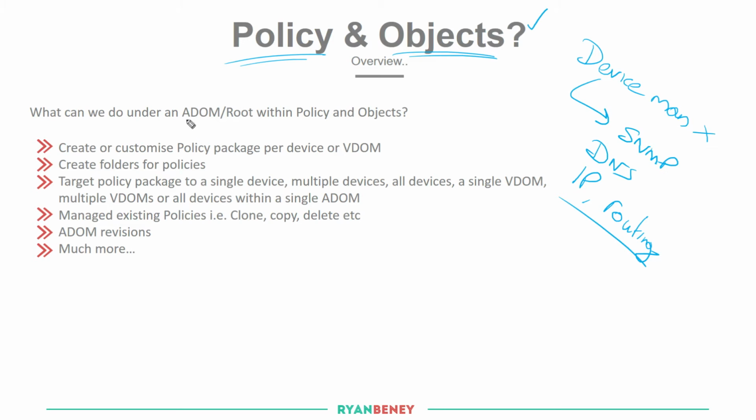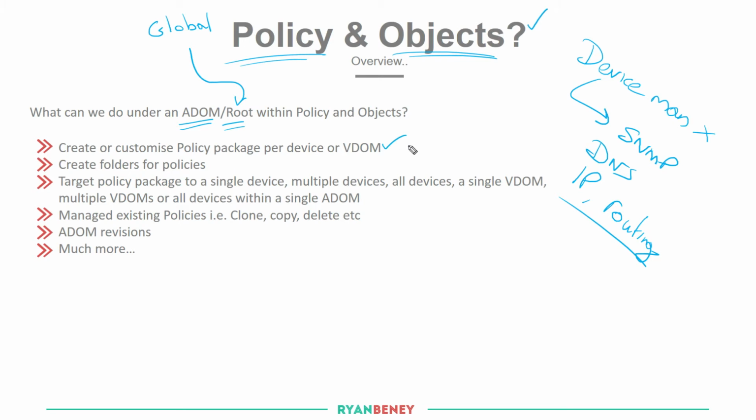The policy and object tab, just like the device manager, is split into different ADOMs. We just saw that. And you have the root. Not only do you have the root, you also have another section of it called global. And I'll get into what the global allows you to do a little bit later. We can also create or customize our policy packages per device or per VDOM.